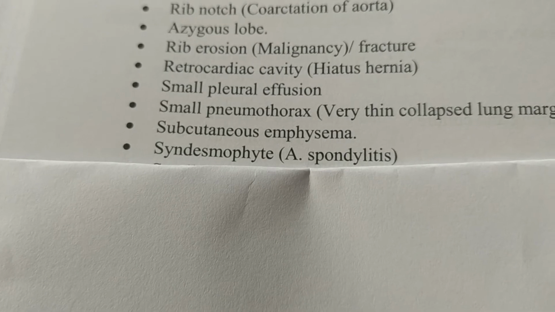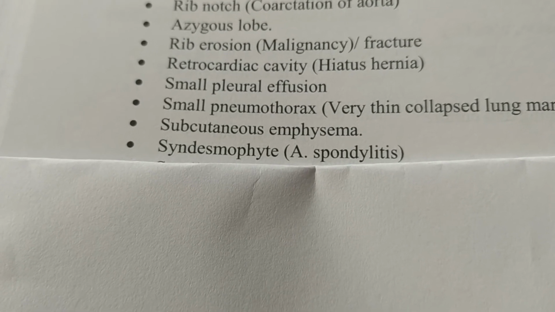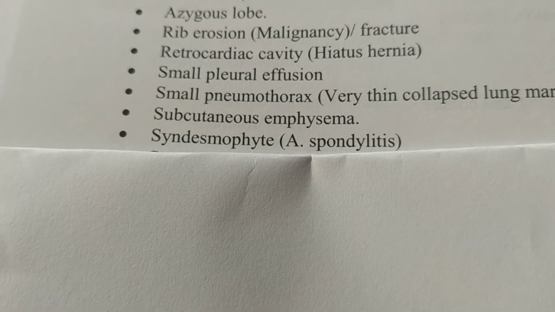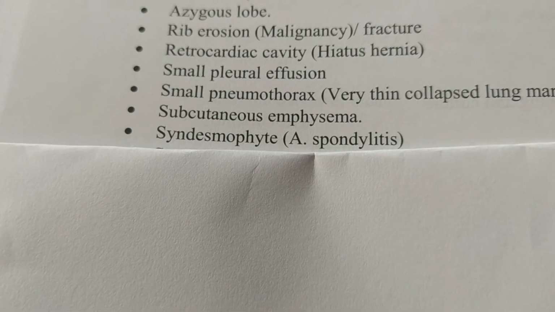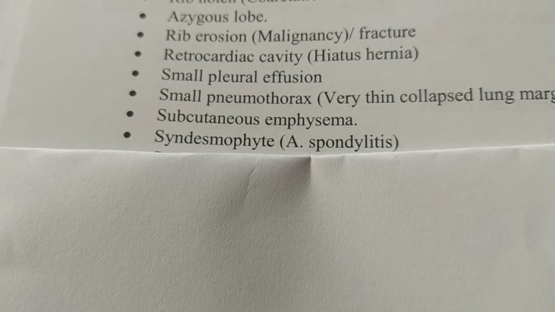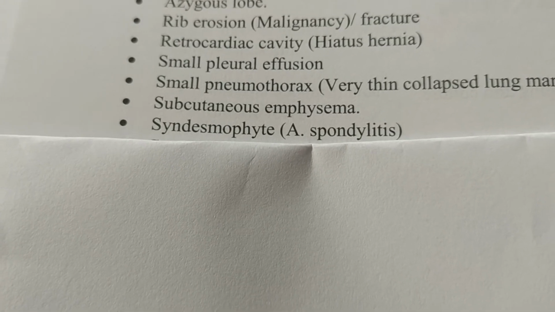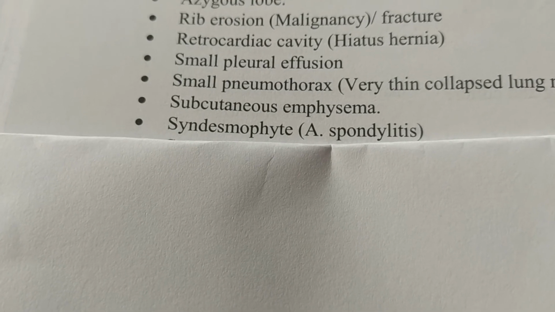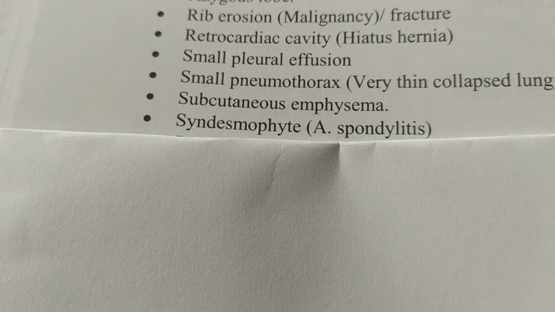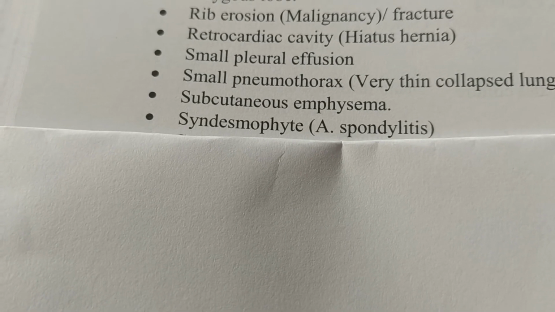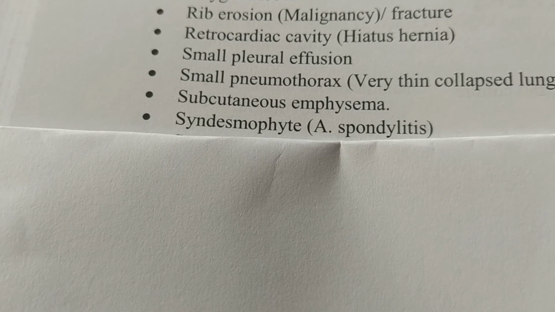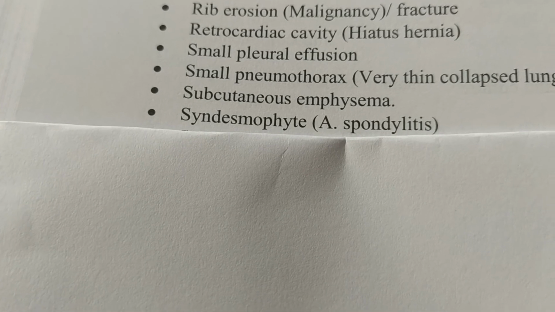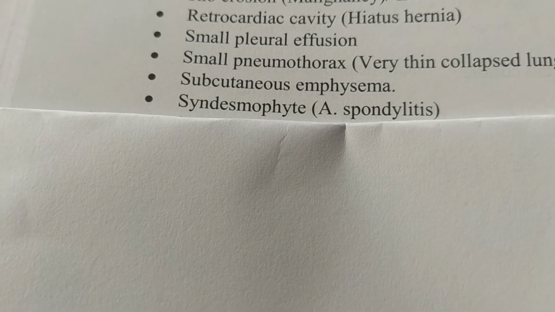Syndesmophyte in ankylosing spondylitis. Through the cardiac shadow, you have to look into the vertebral body for syndesmophytes. As you know, in ankylosing spondylitis, the syndesmophytes are very fine, marginal, and symmetrical. The three words for syndesmophytes of ankylosing spondylitis are very fine, marginal, and bilateral, that is symmetrical.